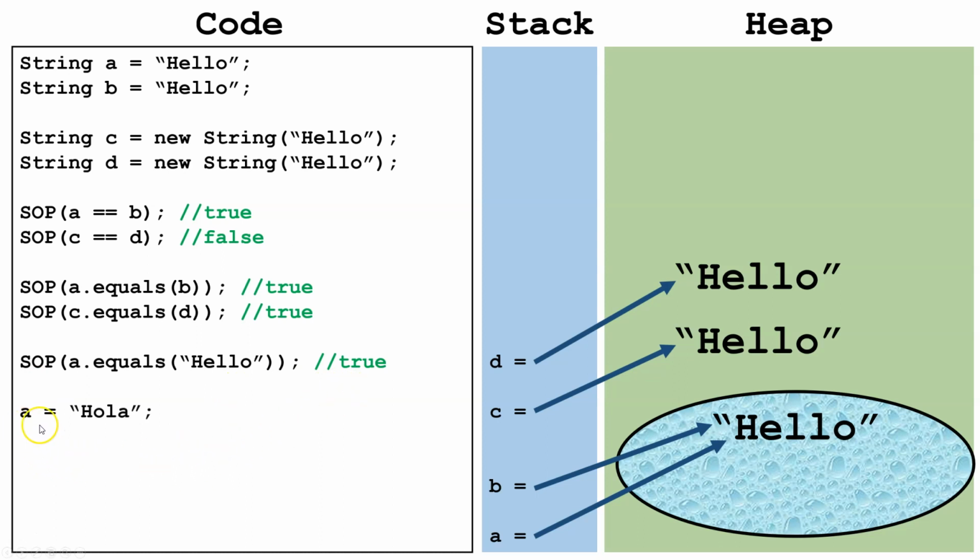Next, let's change A. We're saying A equals hola. Strings are what's called immutable, which means we can't change the data on the heap. So if we do something like set A equal to hola, it's going to create a brand new object, and it's going to move the pointer from A to that new object.